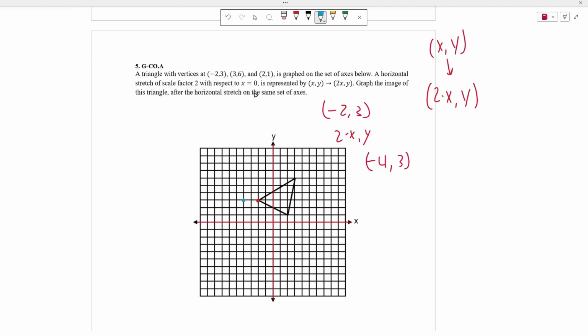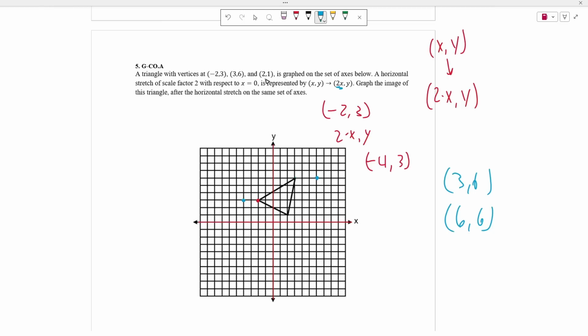Then my second transformation, 3 comma 6, which is up here. For this 3 comma 6, I have to multiply my x by 2, so 3 times 2 is 6, and 6 comma 6 is now the new coordinate of my point. So 1, 2, 3, this is 6, 6 from the origin, and then the y is also 6.